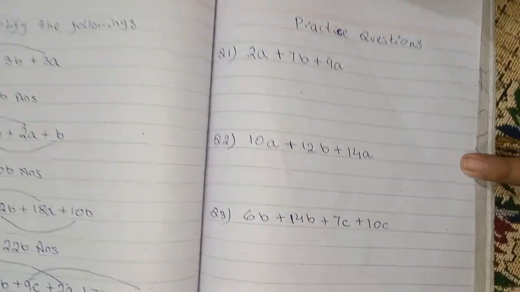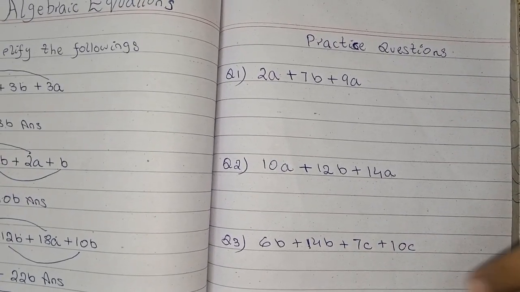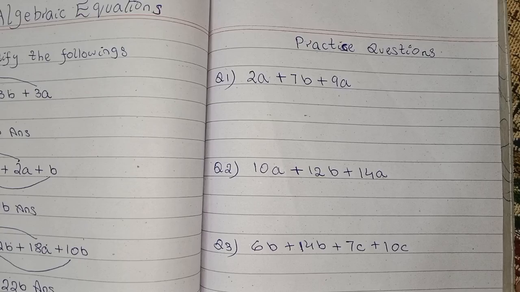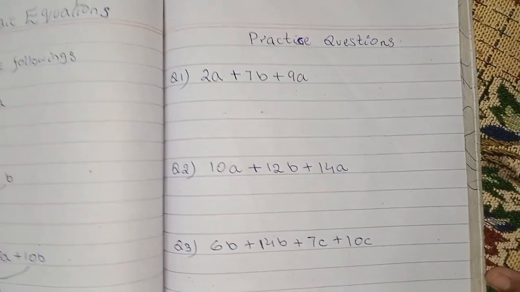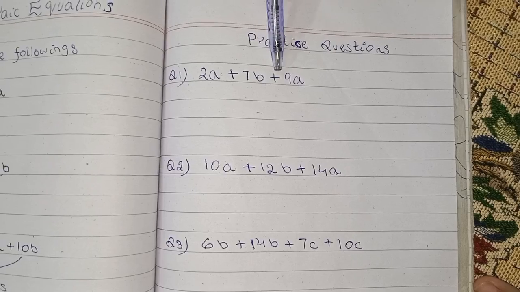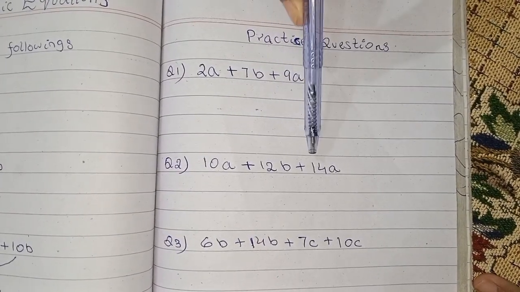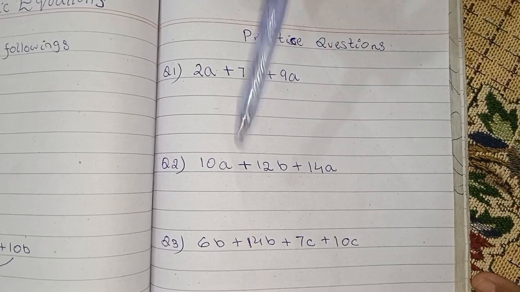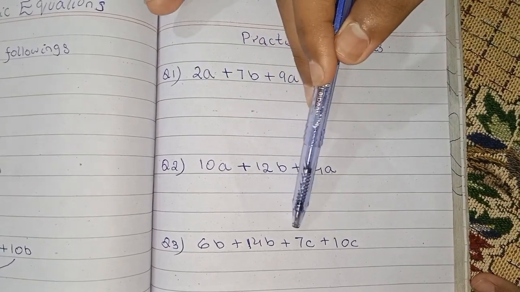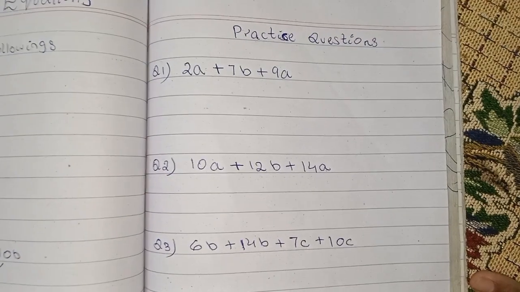Now here are some practice questions for you. I hope that you will try to solve these practice questions at home. 2a plus 7b plus 9a is the first question. 10a plus 12b plus 14a is the second question, and 6b plus 14b plus 7c plus 10c is the third question.